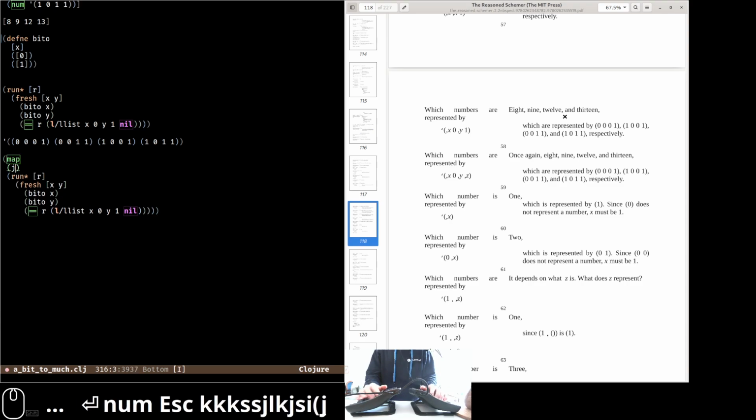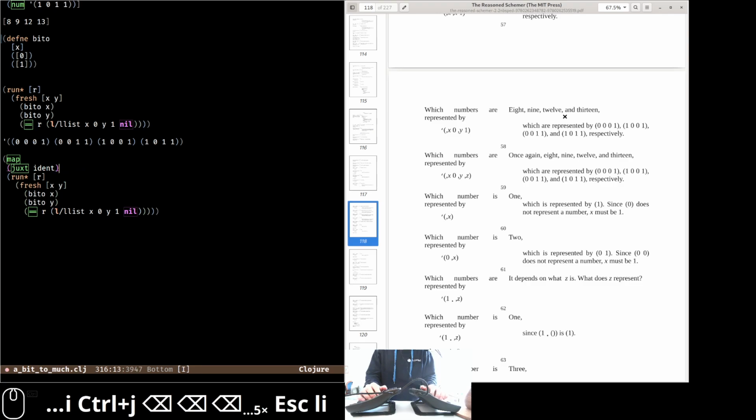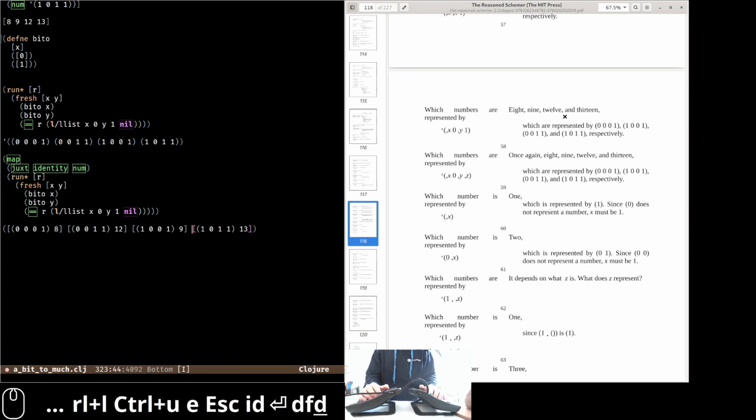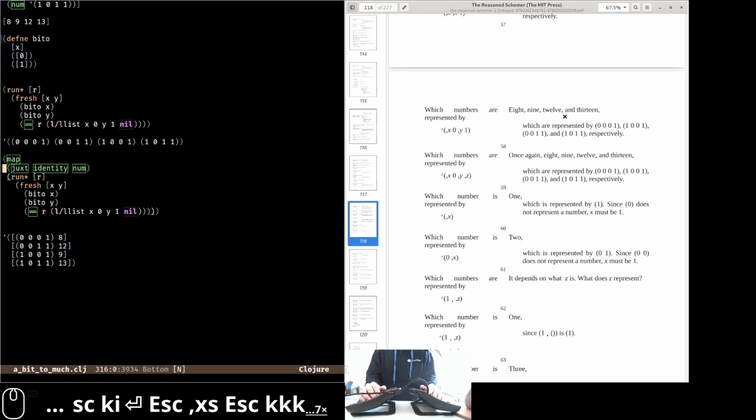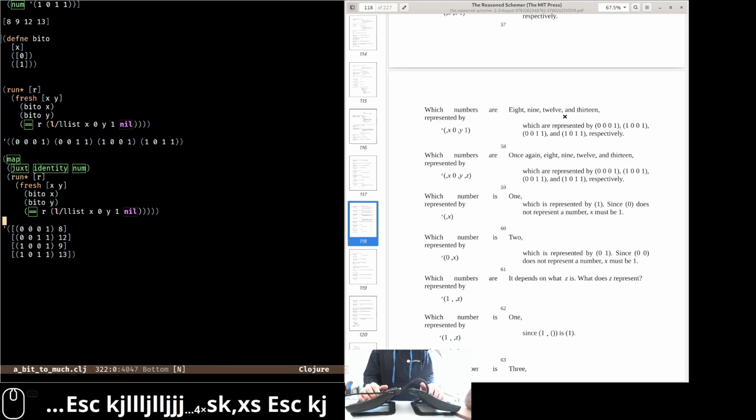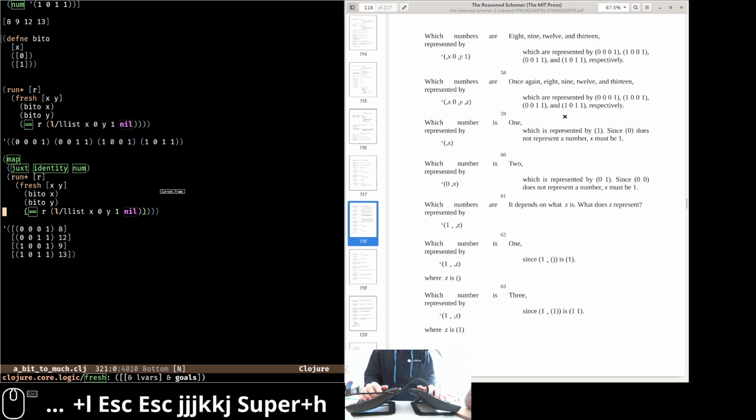Or maybe I say map juxt identity num. No, like this. So I've used the logic engine to list out the possible lists, at least that, instead of writing it down myself. Okay.